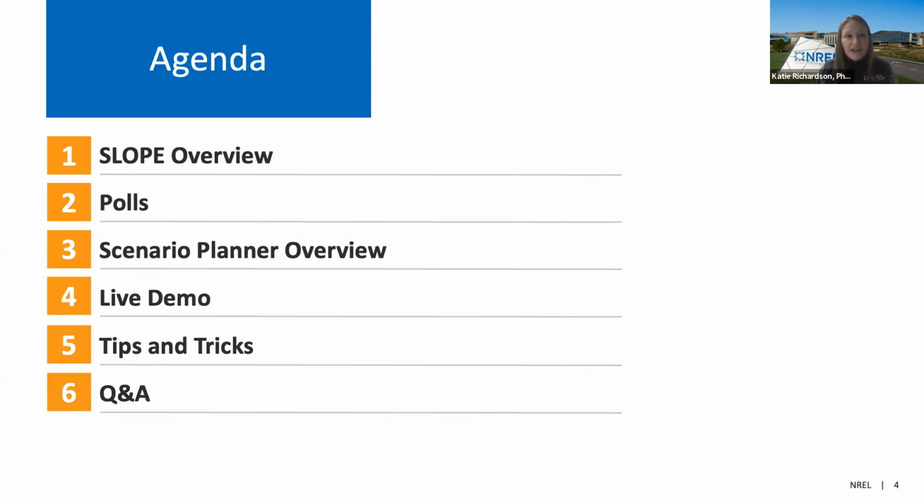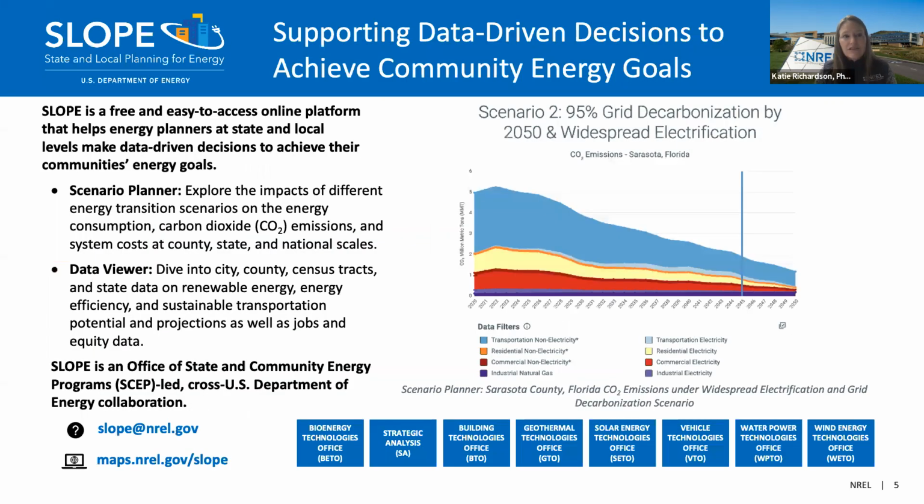So with that, we'll go ahead and introduce the SLOPE platform. So SLOPE has been available through the support of the Department of Energy, State and Community Energy Planning Office, actually for a number of years. And it is a free and easy to access online platform, really designed to help energy planners who are trying to meet community energy goals and thinking about and planning for the community's energy future.